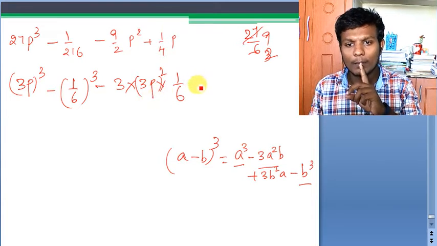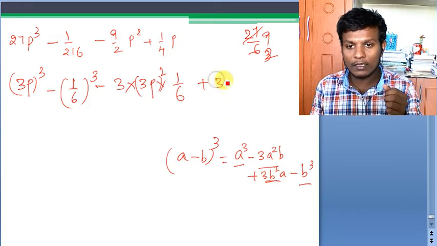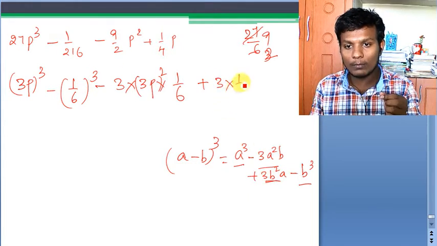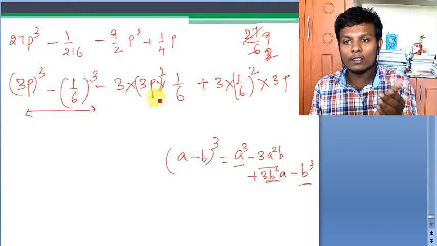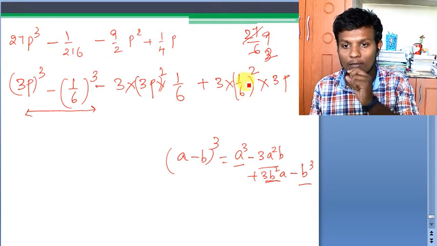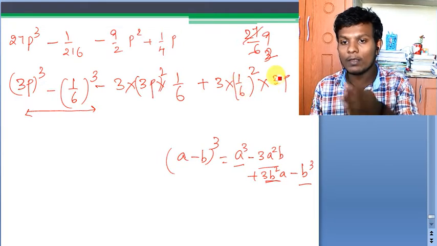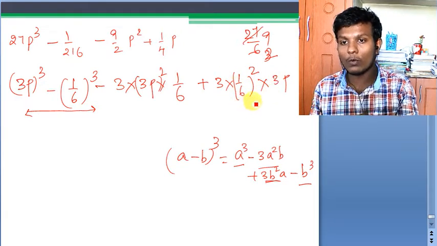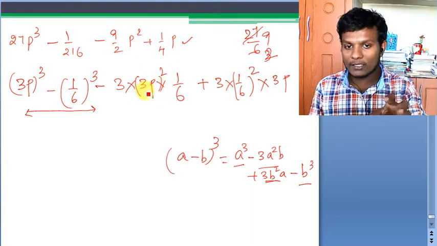Now see, plus 3b square a. Let me check this also. 3 into, in place of b what I have? 1 by 6 square, b square a. A means 3p here. First you blindly follow the first two terms and then just try to arrange the remaining terms here. So 3p, let us simplify this one. 6 square is 36, so 1 by 36, it will go 12 times, and 3 by 12 it is 1 by 4, 1 by 4 p it is there here. So like that, correctly matched with my expectation.